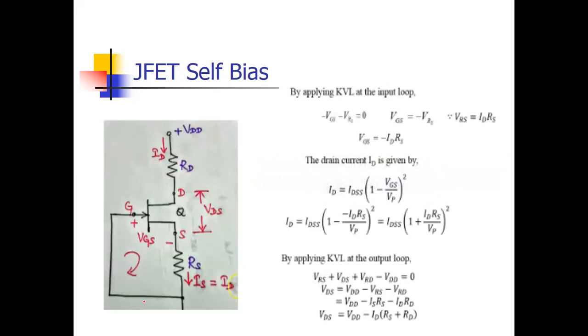See the structure of this self bias. I have taken this figure from Google. In this figure, listen carefully. The gate is connected to here, source means grounded, so there is no external supply. If you see the figure of JFET fixed bias, in fixed bias a separate supply is applied at the gate, but in self bias no external supply is required at the gate. That's why it is called JFET self bias.